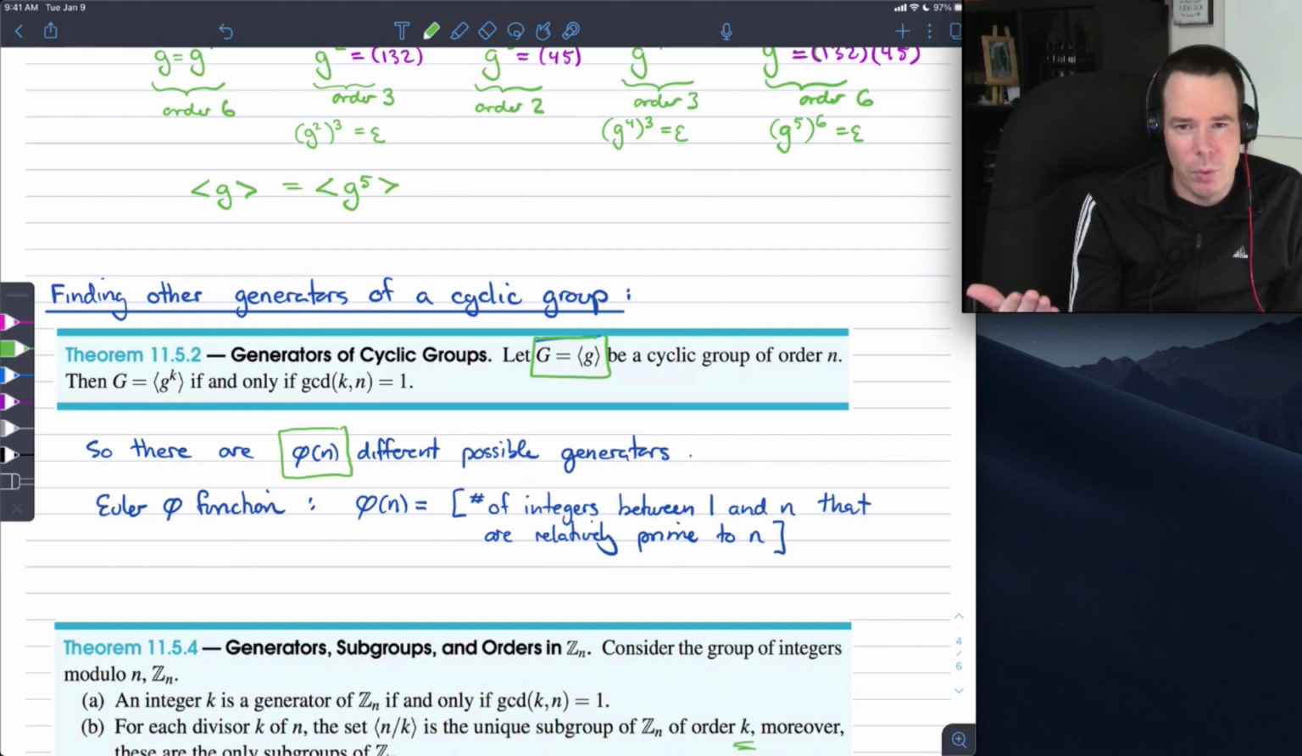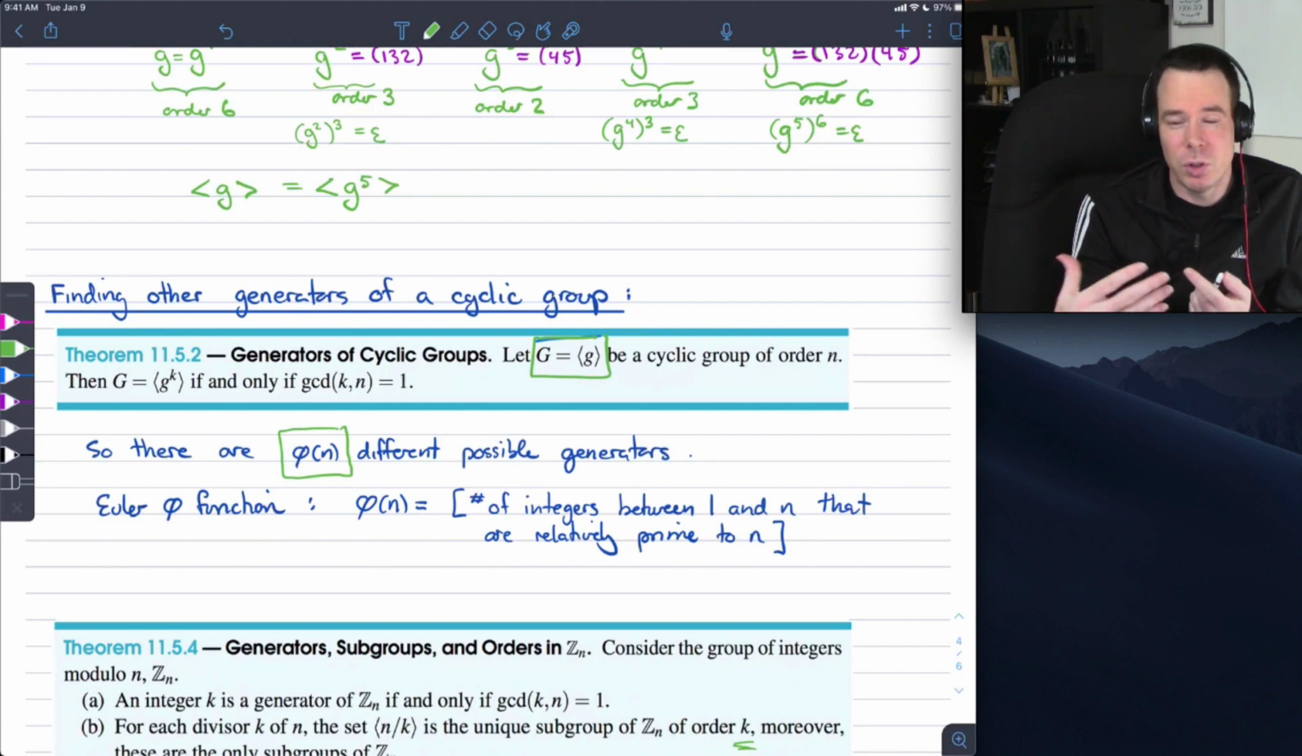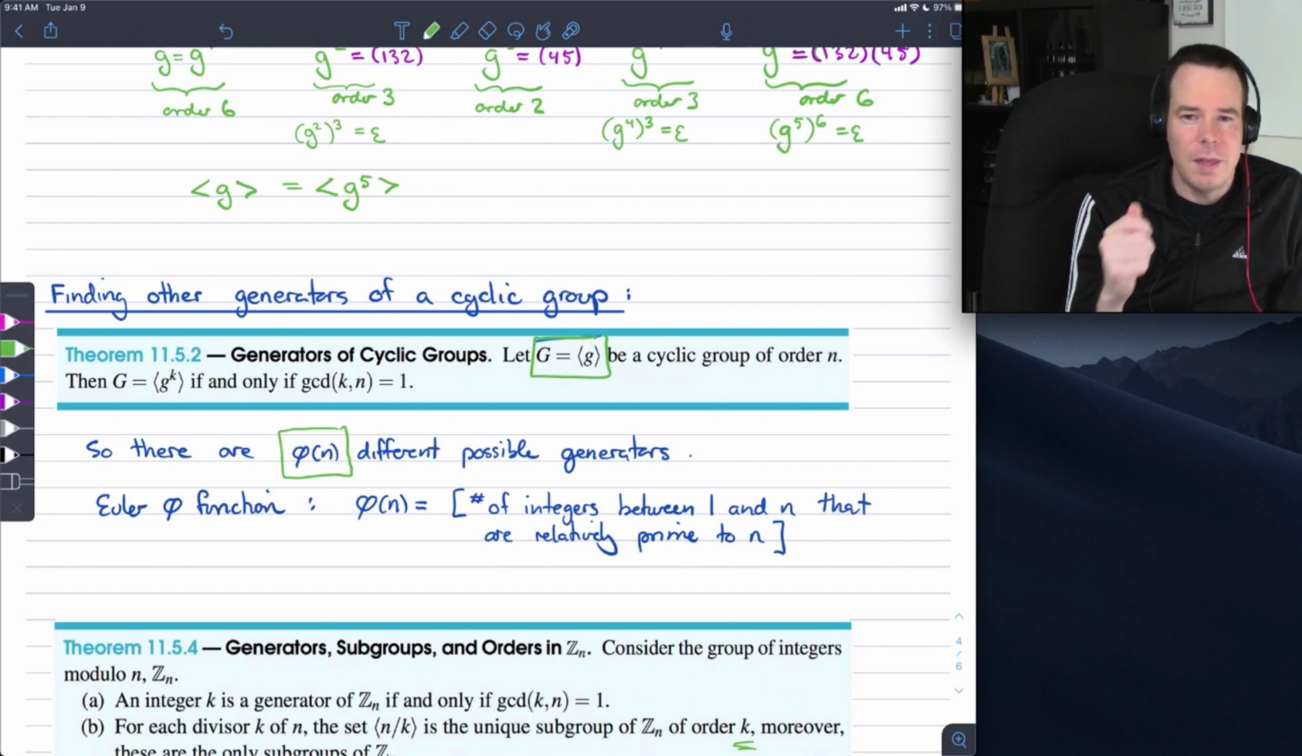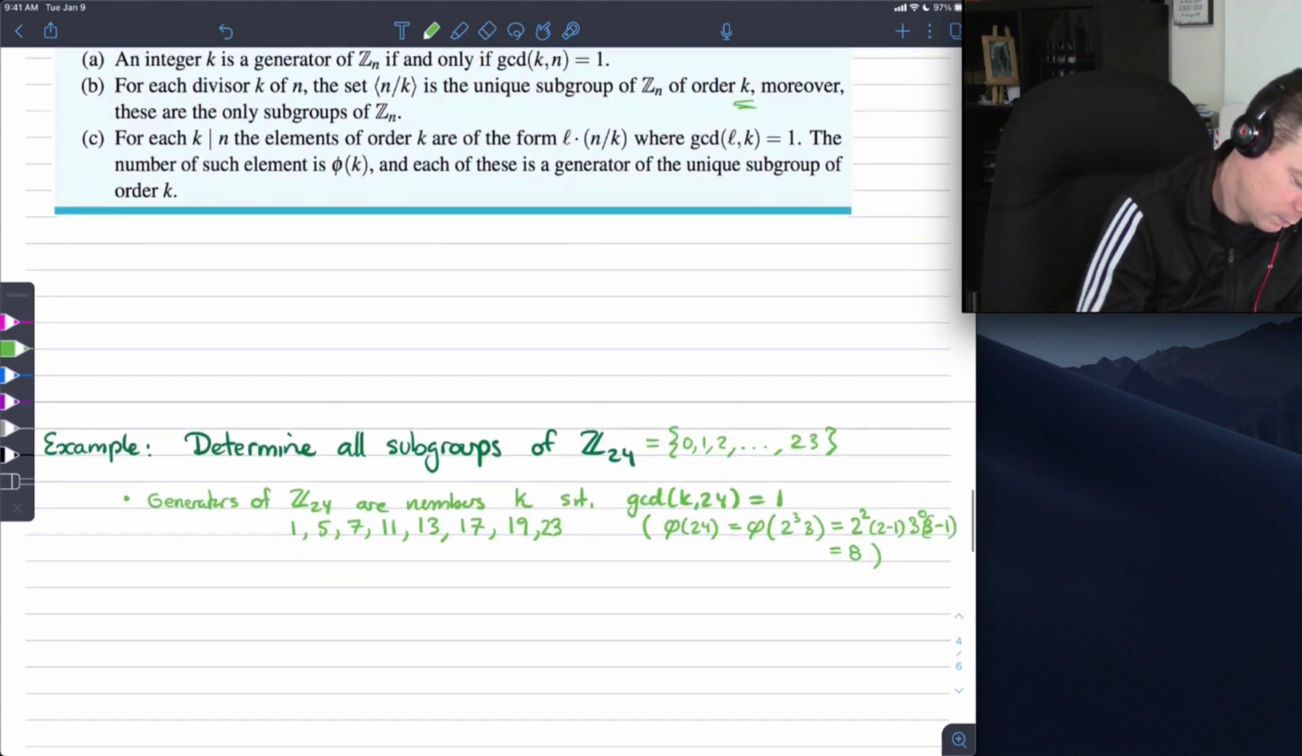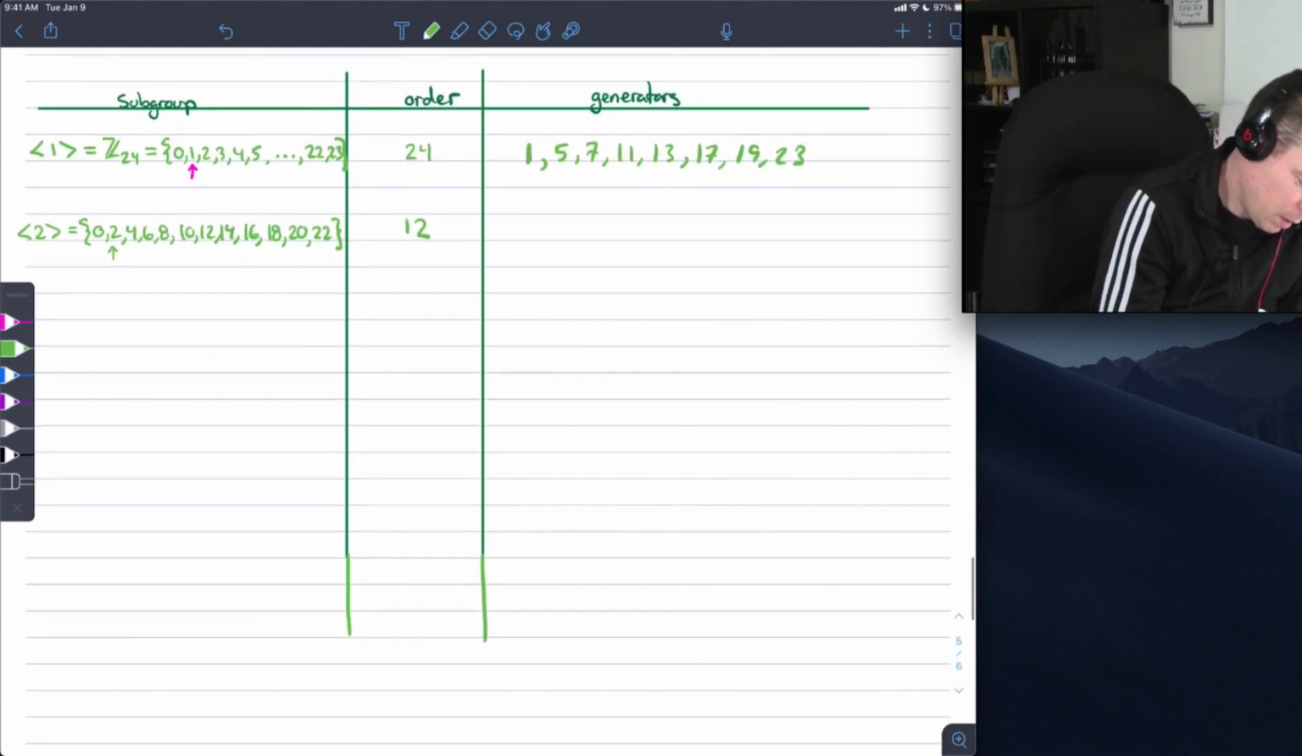I'm not going to do a power here because that's assuming the operation's multiplication. Instead, we're doing an addition operation, so I'm looking at a scalar. So here the result would be, if g is a generator, then k times g is also a generator when k is relatively prime to 12. So that means my other generators are going to be all the numbers that are relatively prime to 12, which is 1. So that times 2.